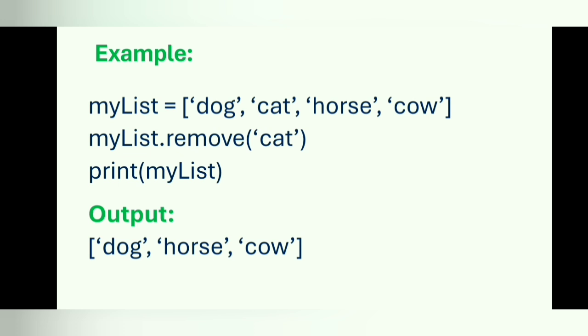Here cat is removed from the list, so list has a remove method that can be passed a value, and if that value exists in the list, the value is removed from the list.